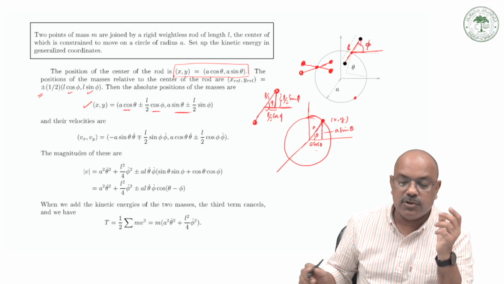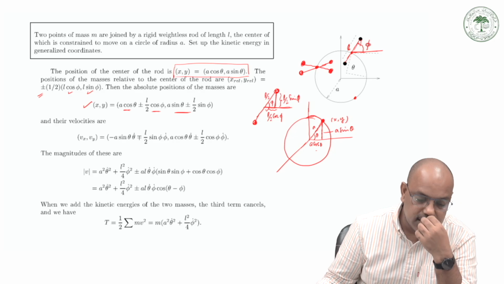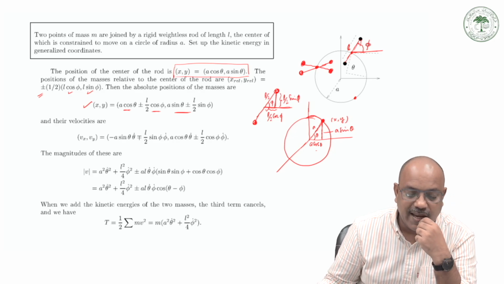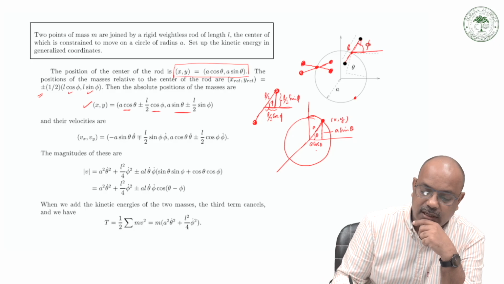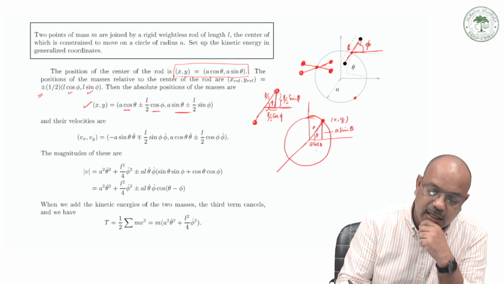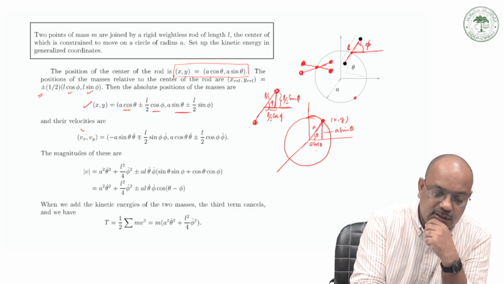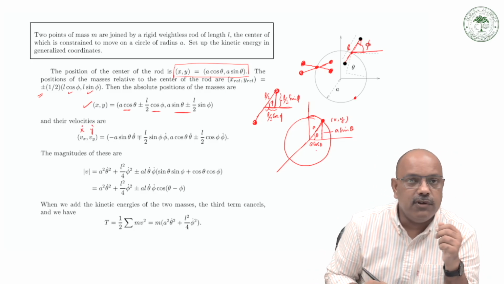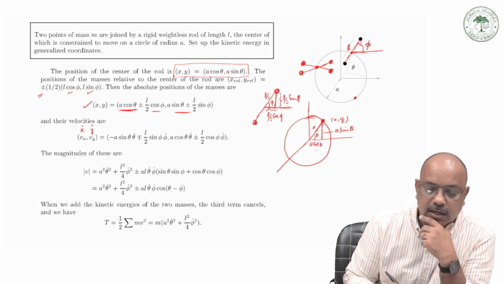And because you have to write the kinetic energy for the Lagrangian of the system, you need the velocity. That means you have to find x dot and y dot. Vx is x dot and vy is y dot. So you have to take the time derivative of this.